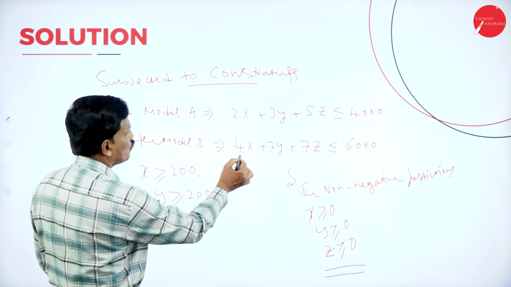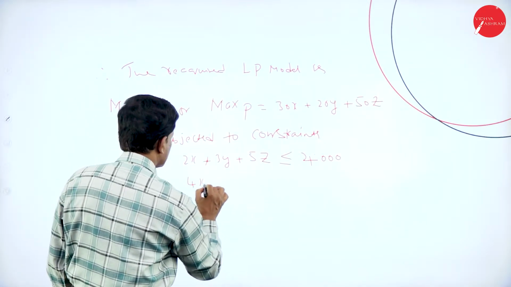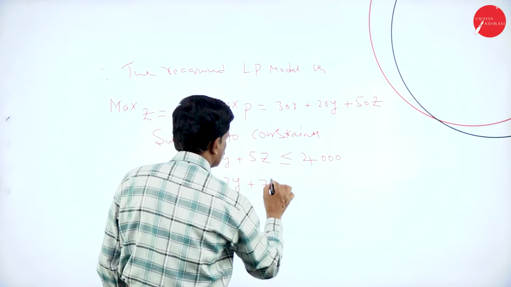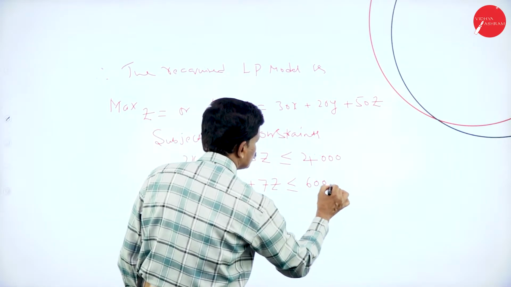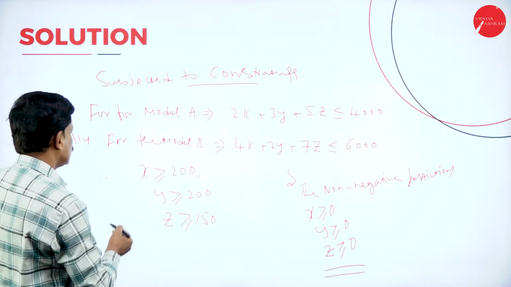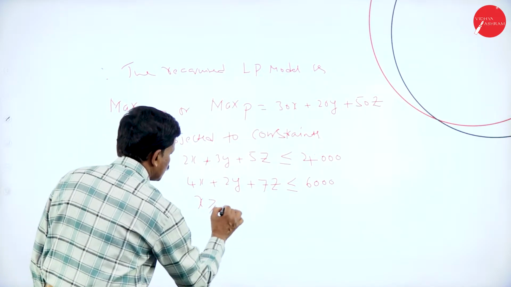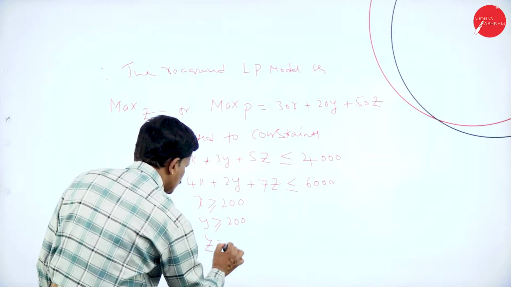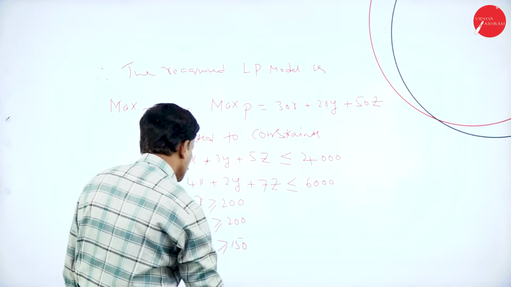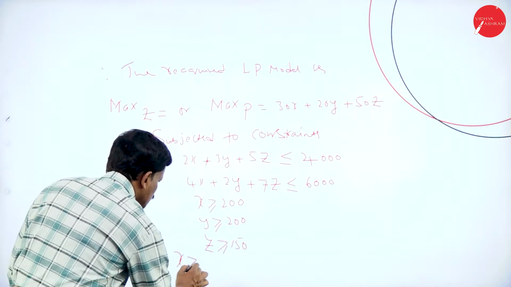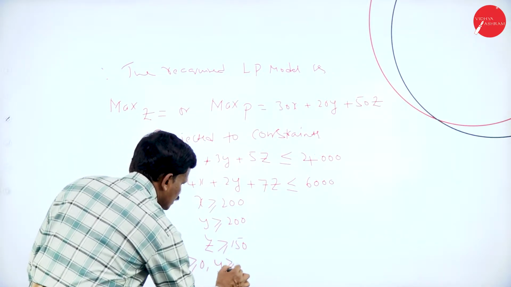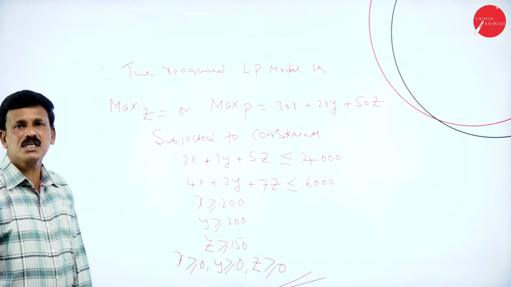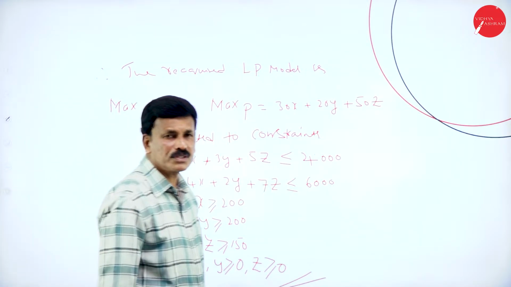And the second equation, 4x plus 2y plus 7z is less than or equal to 6000, and the minimum demand, that is x is greater than or equal to 200, y is greater than or equal to 200, and z is greater than or equal to 150, and the non-negative restrictions, x is greater than or equal to 0, y is greater than or equal to 0, and z is greater than or equal to 0. This is the required LP model for the given statement.